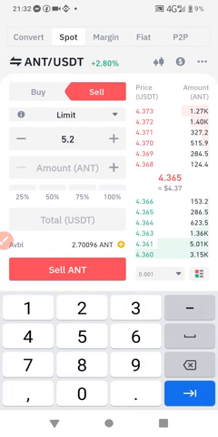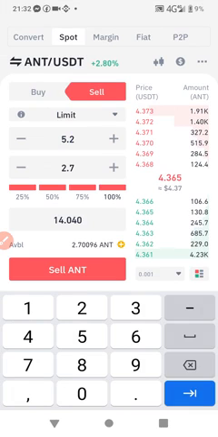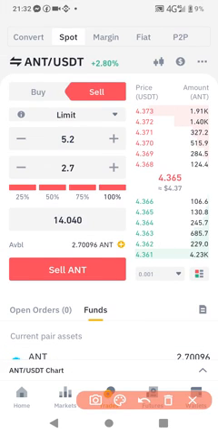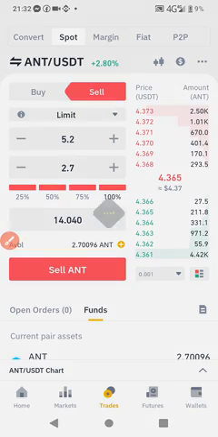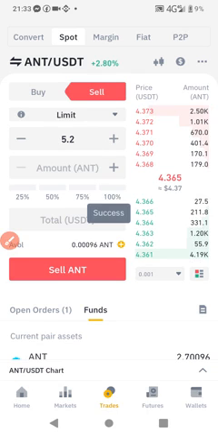And then you can put 100% or 75%. Any one. That's all. After that, you click on sell ANT. Simple. Once you click on sell, you will see it's successful. You have set your TP.